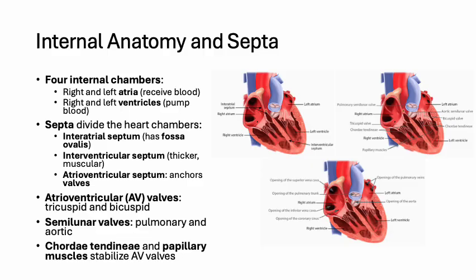At the exit of the ventricles are the semilunar valves: the pulmonary valve on the right, and the aortic valve on the left. These prevent blood from flowing backwards into the heart once it has been pumped into the major arteries. Together, the internal chambers, septa, and valves work in perfect synchrony to keep blood moving forward efficiently and without backflow.